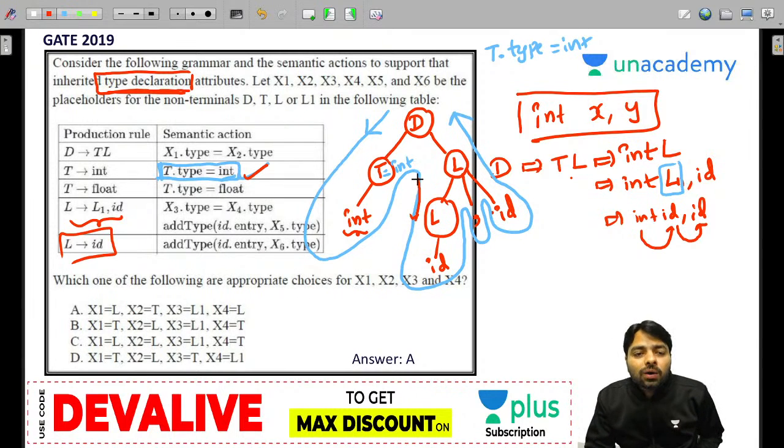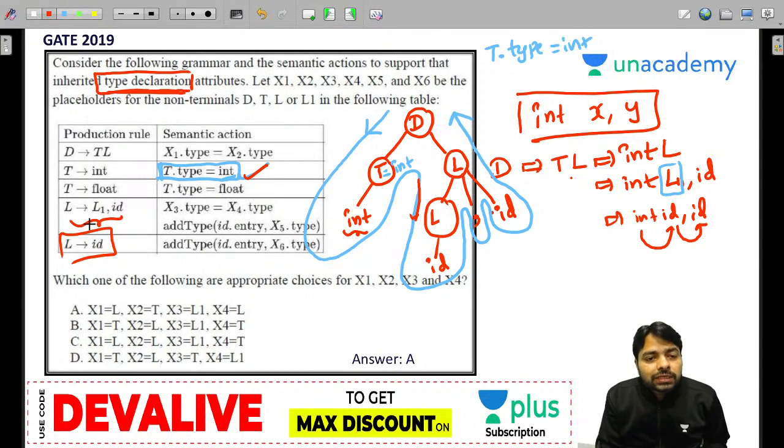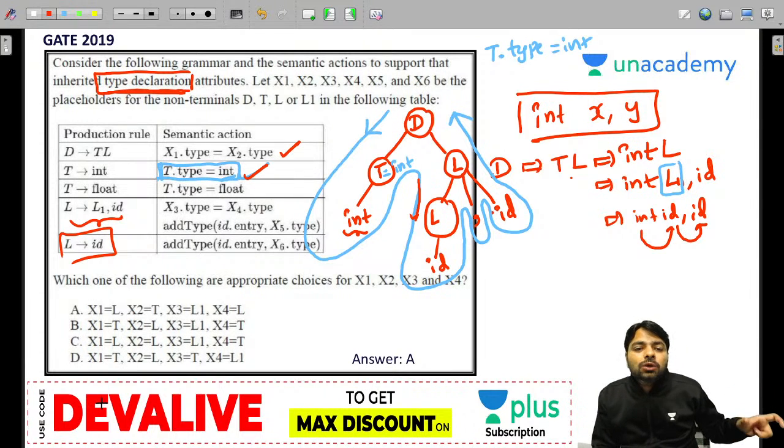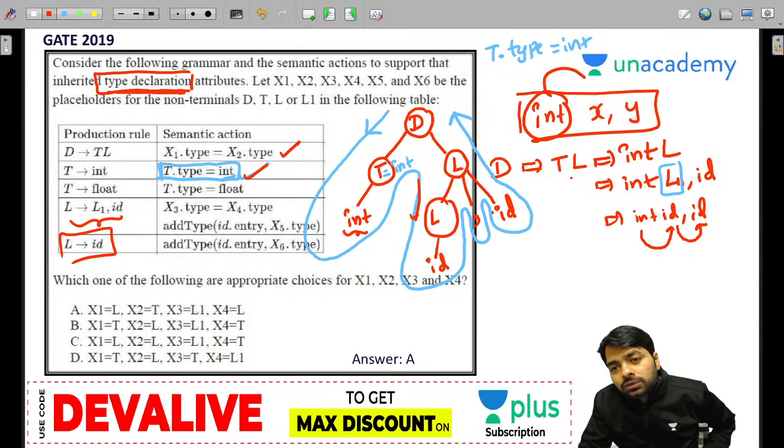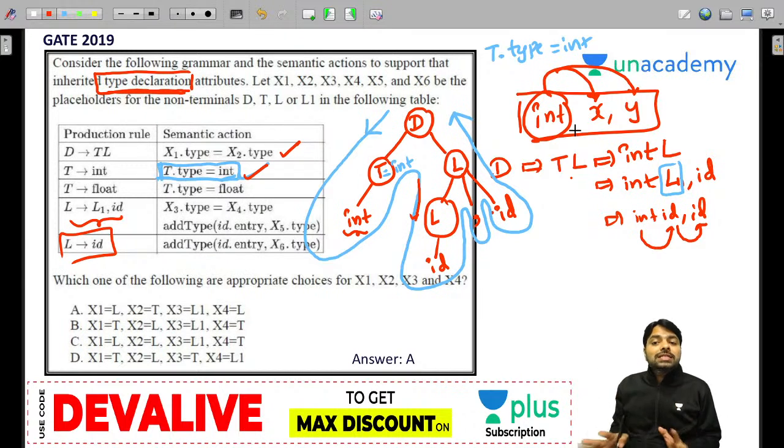When you are going down, now look at D to TL, this one. We found out about T, but we don't know about L, guys. Why? This int we need to send to this one as well as somehow this one. But how do we send? We will decide. How do we send?